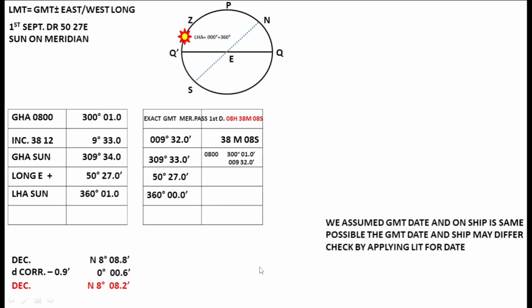Now we assume that the date I have taken into account is the same date for GMT, but it may differ. So it will always be advisable to check that the GMT we have calculated for the date is correct for our LMT. So I've got the GMT. I use my LIT here and LMT, GMT plus minus waste, and yes, there is no change of date. So this is perfectly okay.